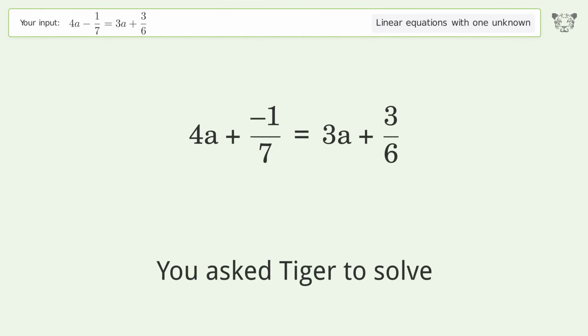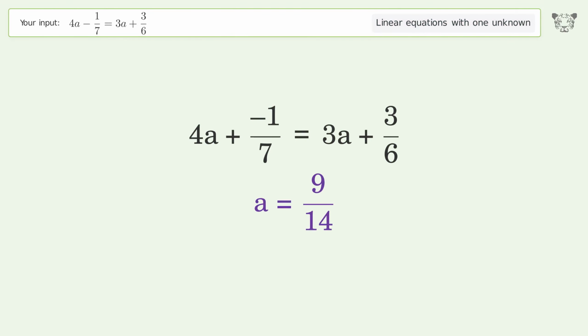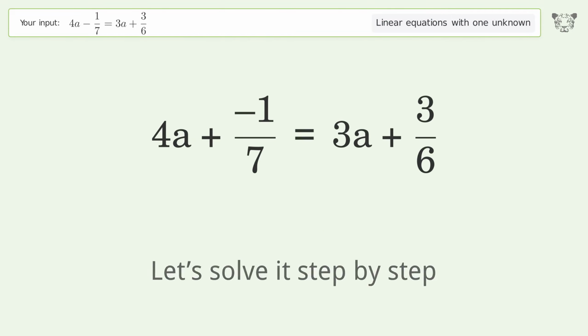You ask Tiger to solve. This deals with linear equations with one unknown. The final result is a equals 9/14. Let's solve it step by step.